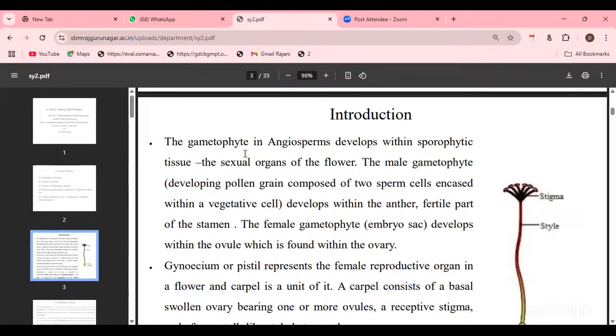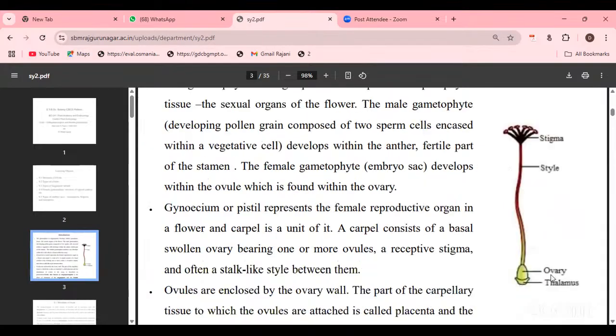The female gametophyte, the embryo sac, develops within the ovule, which is found within the ovary. See, this is the male gametophyte, style, stigma, ovary. This is the female gametophyte. This is the ovary. This part is called the thalamus. This is the style. This part is called the stigma. The embryo sac develops within the ovule, which is found within the ovary. Gynoecium or pistil.